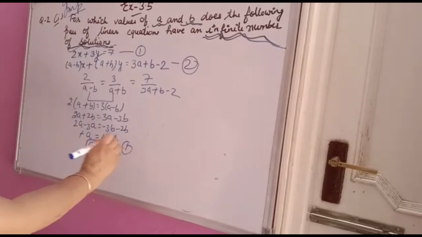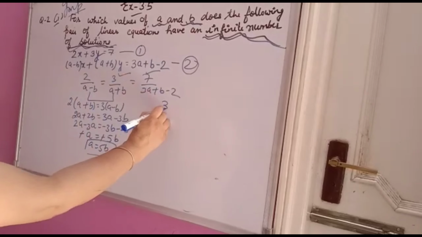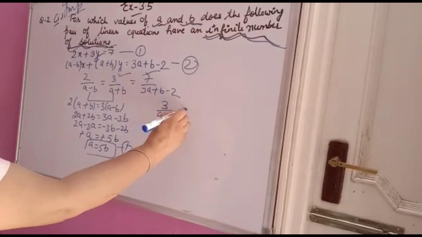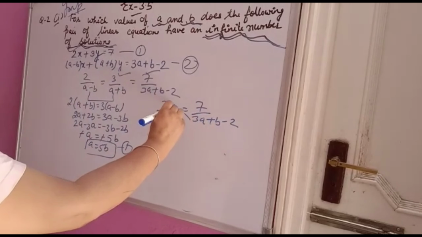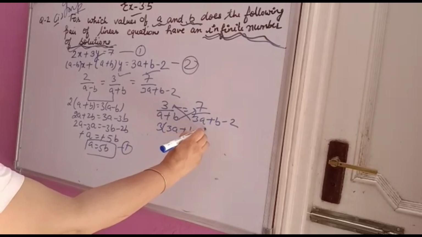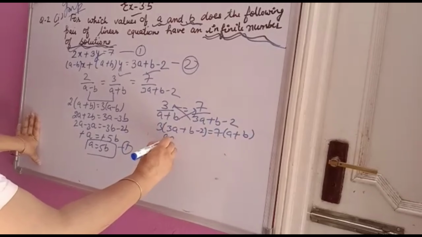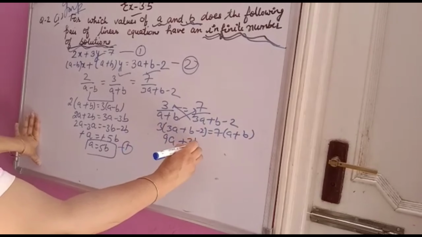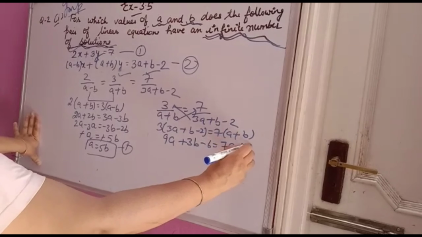This is the first equation. Now you will take second and third. You can take first and third also; I am taking second and third, and you can solve it further. 3 into 3a plus b minus 2 is equal to 7 into a plus b. 3 into 3a is 9a, 3 into b is 3b, and 3 into minus 2 is minus 6. 7a, 7 into b is 7b.